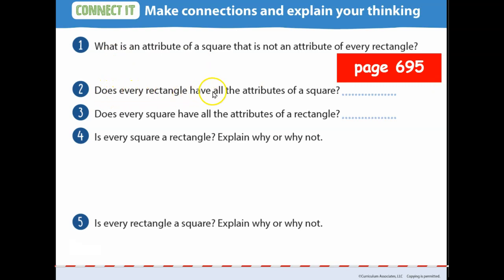Does every rectangle have all of the attributes of a square? No, because it doesn't have all the sides of the same length. So, no. No means no. Does every square have all the attributes of a rectangle? Yes, it does. All right, and we kind of did those two already.